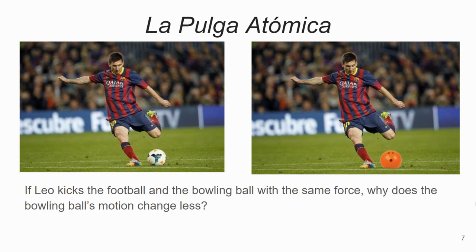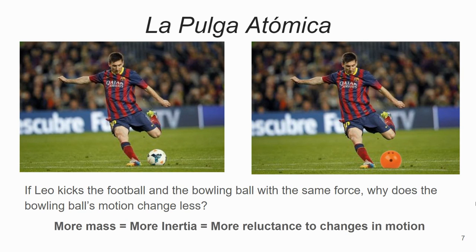So here is La Pulga Atomica, Leo Messi, the atomic flea. Messi is going to kick a football, and he's going to kick a bowling ball, and he's going to apply the same amount of force to each of them. So the bowling ball's motion is not going to change as much as the football's motion is going to change. Why is this? This is because the bowling ball has more mass, and mass is a measure of inertia, and inertia is laziness. It is reluctance to changes in motion. Both of those objects have mass. They're both sitting there. They're both lazy. Neither one of them wants to move. The bowling ball, having more mass, has more laziness. It is more reluctant to move. So if he puts the same amount of force on both things, the bowling ball changes its motion less.